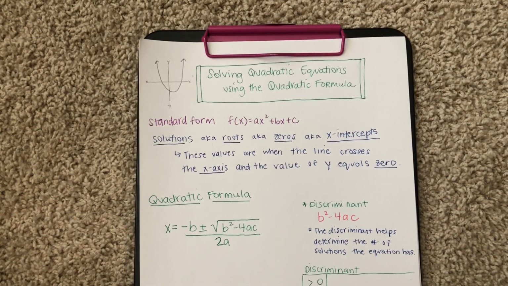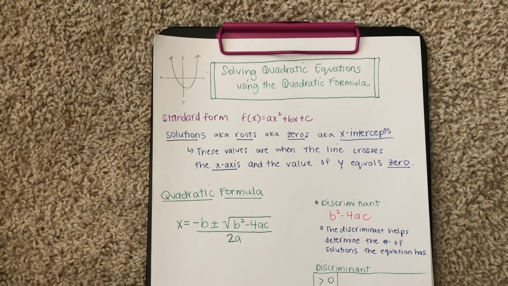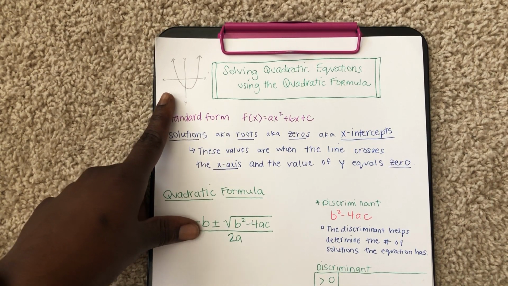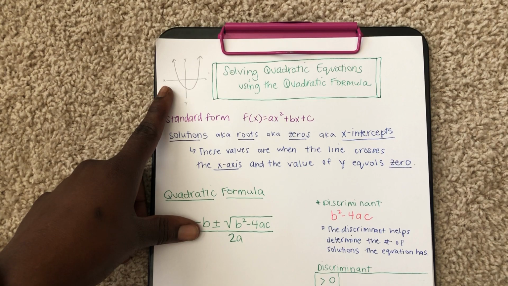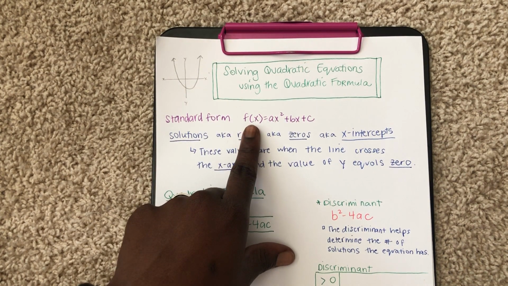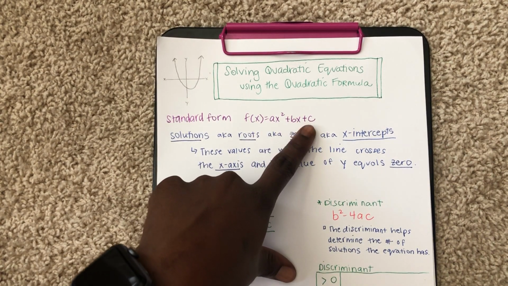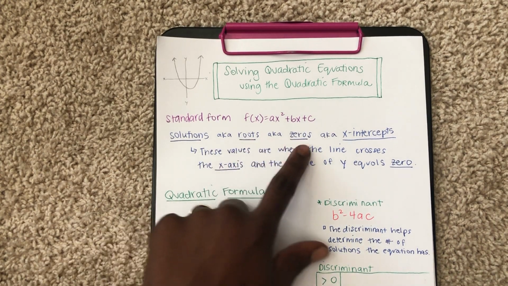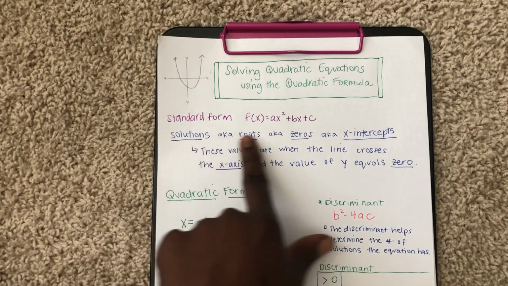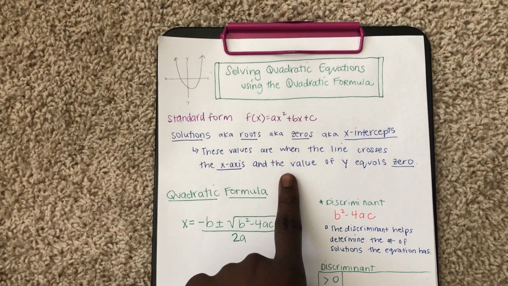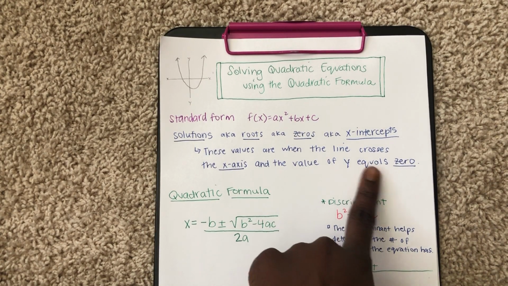We have the quadratic formula today. So here are some notes. Don't remember what our quadratic equation looks like. It creates a parabola, which is a U-shaped graph. We know the standard form of a quadratic equation, f of x equals ax squared plus bx plus c. And we also know what solutions, roots, zeros, and x-intercepts mean. All four of those words are synonymous. And these values are when the line crosses the x-axis and the value of y equals 0.